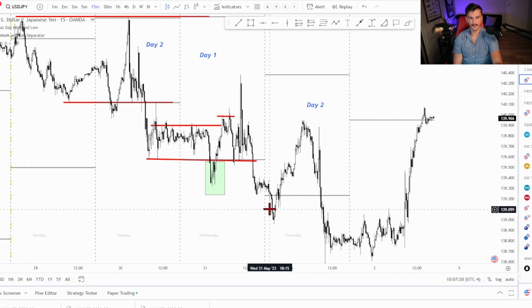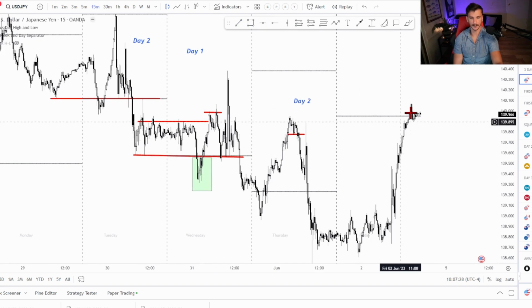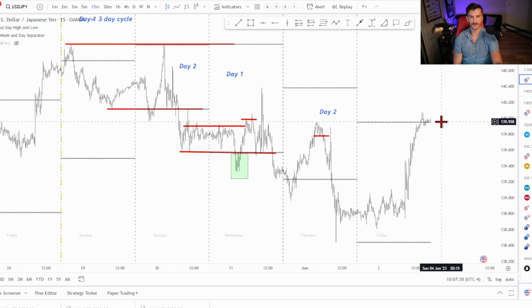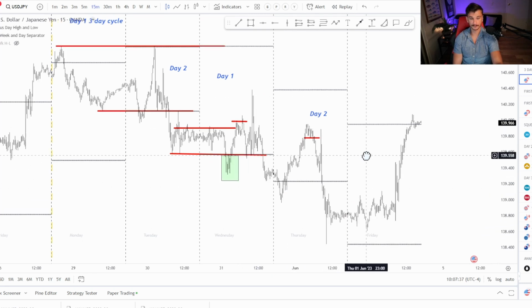Notice the 3 peak pattern, 1, 2, 3, to the high of the day. They break structure to the downside and continue that move down. But what does this give us for the weekly template? We have peak formation low, peak formation high. They continue to break out to the downside.